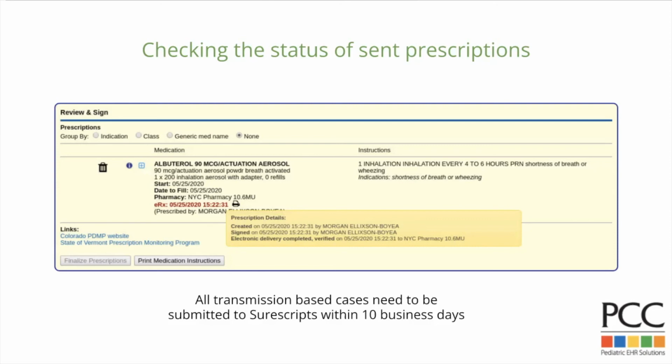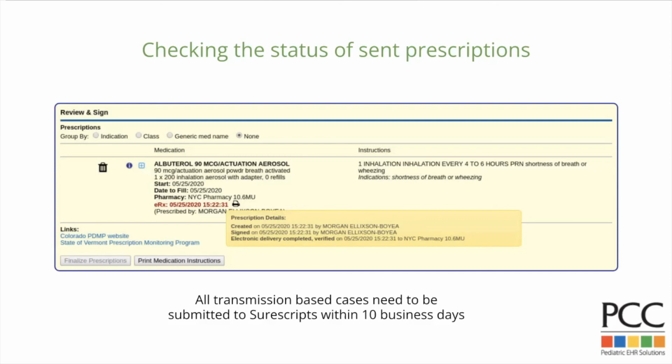So in order to reach that information, you would hop into the visit or the phone note that you wrote that prescription, scroll down to the bottom in the review and sign screen and hover your mouse over that eRx, that red timestamp, and you'll see the information there. Now, best case scenario, it says it's completed and they've got it, so you can give that information to them and they should look for it on their end.